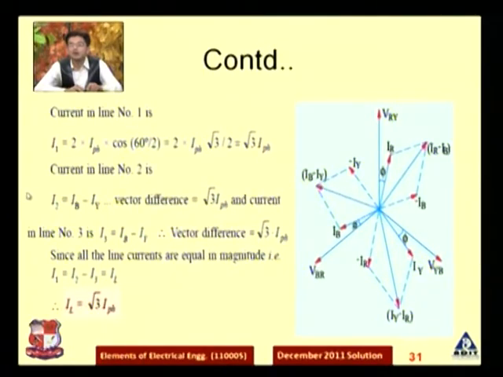What is I1? I1 is the line current of the R phase, or one phase, right? Same way for I2 and I3. So you can derive the relation, that is IL is equal to root 3 times the phase current.